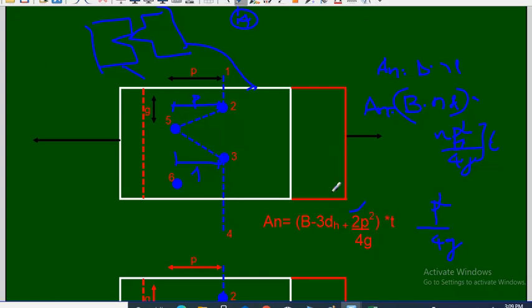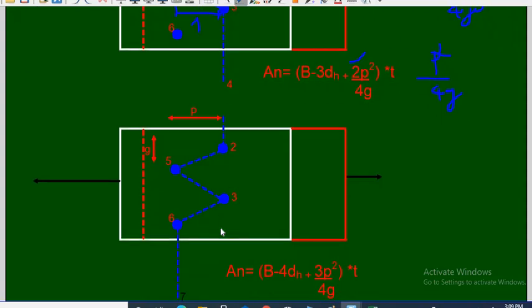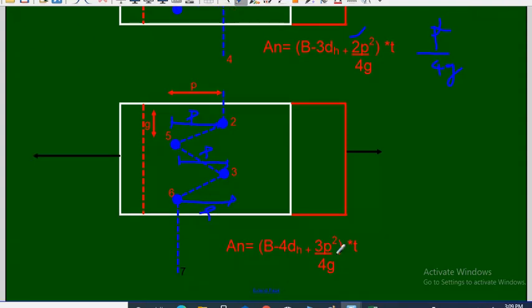Similarly, another chance of failure is like this, staggered pitch. Instead of going straight, it bends and cuts like this. In this case, in the cutting plane we have 1, 2, 3, 4 holes. So b minus 4dh, then 3p square by 4g. How does 3 come? This is p, this is another p, this is another p. Three pitches are there, that is why 3p square by 4g.